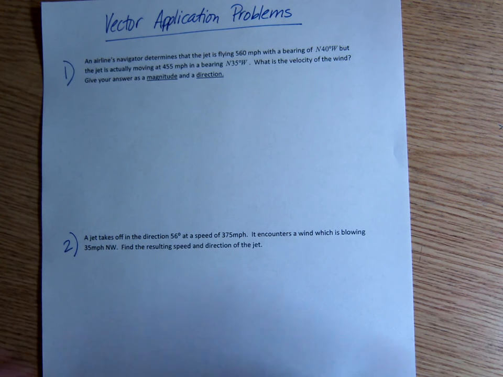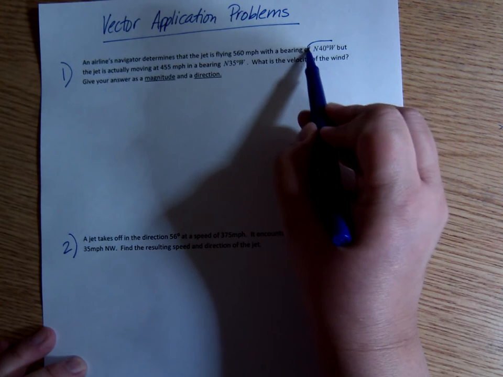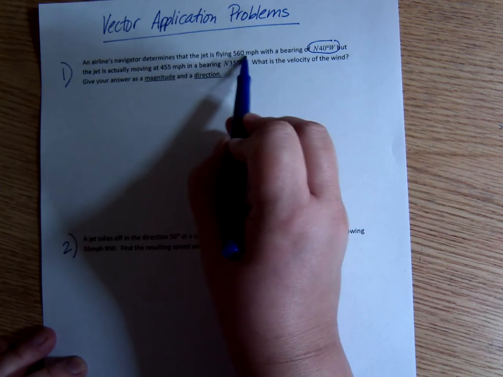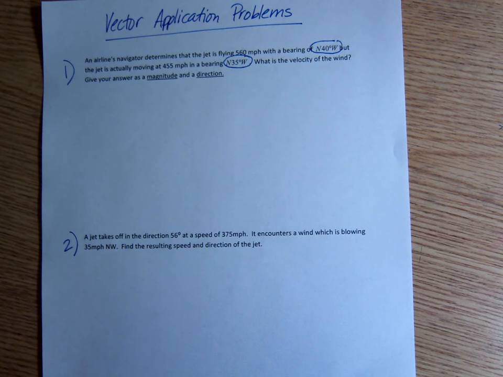The first thing I want to do is take these directions and turn them into a directional angle where we're going from the positive x-axis. The way we tend to measure angles always in trig and pre-calc is starting at the far right, and that's our 0, and going counterclockwise.